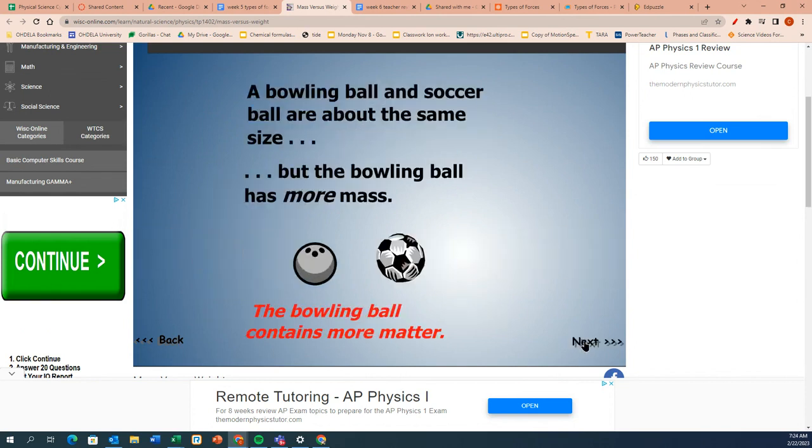A bowling ball and a soccer ball are about the same size, but the bowling ball has more mass. The bowling ball contains more matter, so the particles inside are closer together, whereas in the soccer ball, they're further apart. Also, the soccer ball has air inside. This is solid.